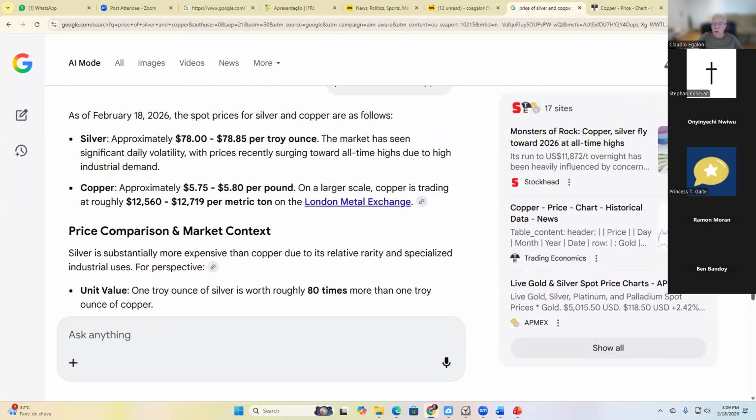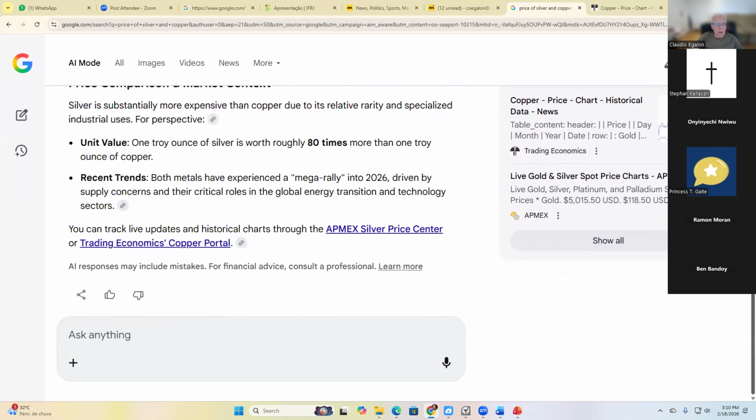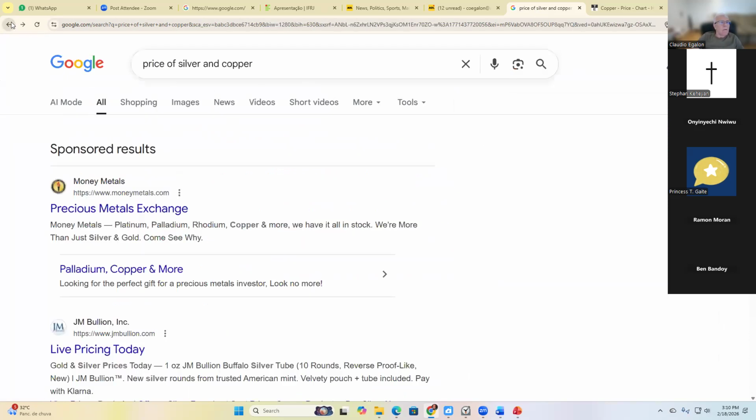I want to show you the graph of how the silver price is increasing. It's just ridiculous. If you were to invest in silver in the past 10 years, you would have at least doubled your money. Price of, oops, let's see here. Let's go back.